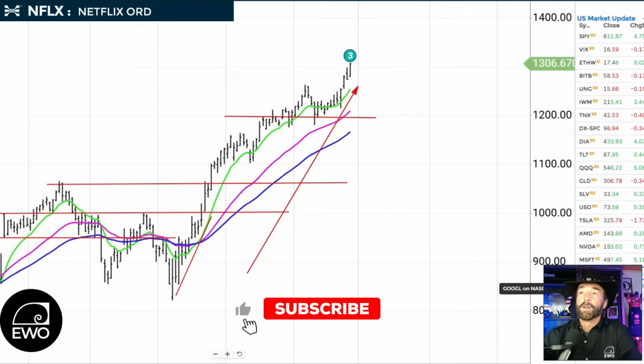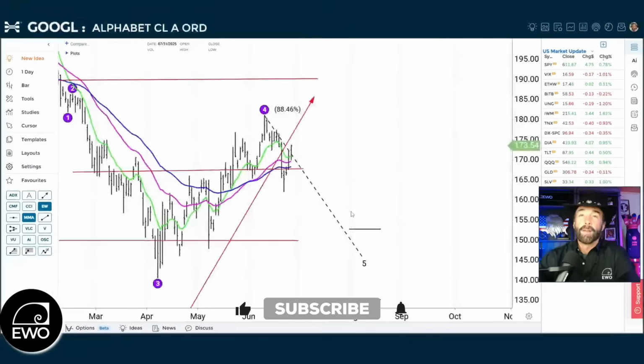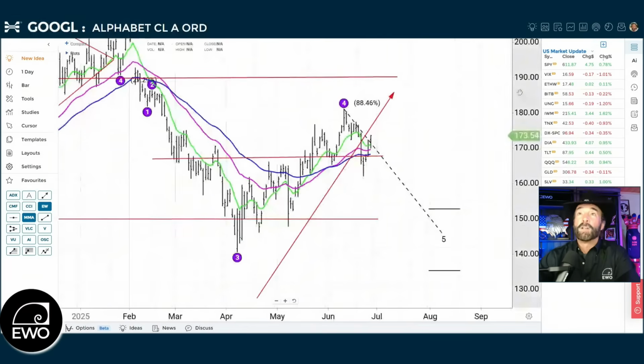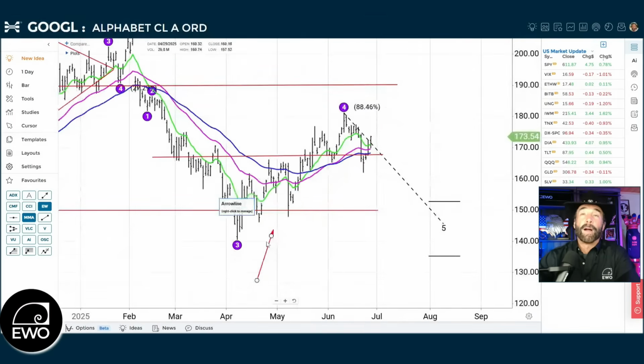We take a look at a chart of Google. They've kind of gotten past all of their regulatory stuff. At least it's not in the headlines so much anymore. And we had a little bit of a bounce move higher here. This wave 5 pattern has been disqualified with this wave 4 going past 78.6%.